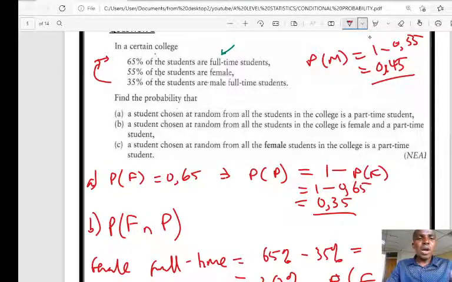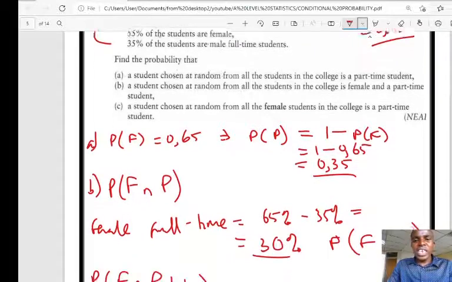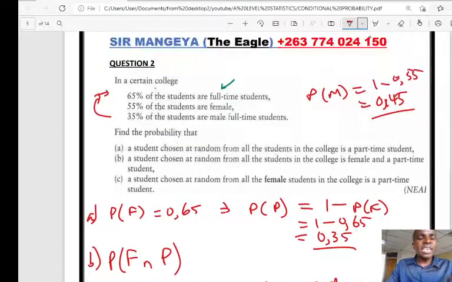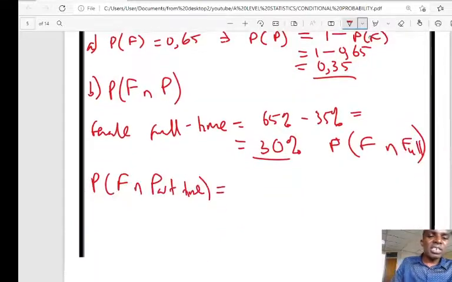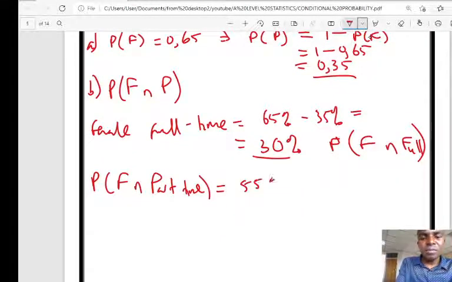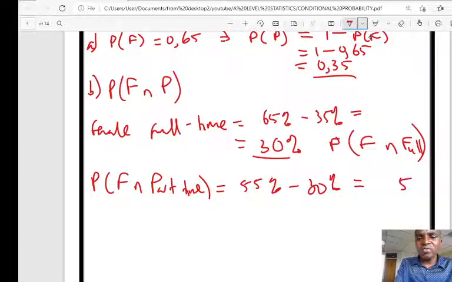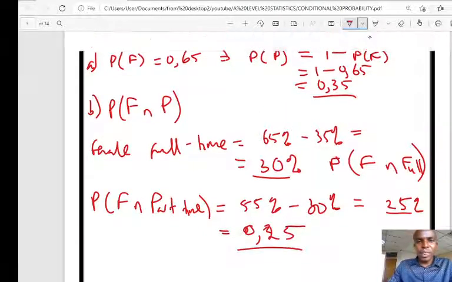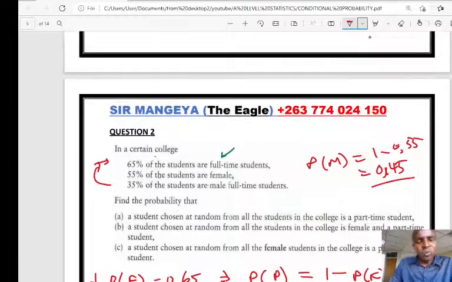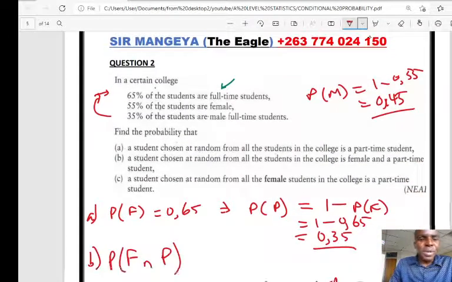So female full-time, they are 30%. What about female part-time? It's 55% minus 30%, which is 55 minus 30. You can simplify here, it's 25%, which means the probability will be 0.25. Then done. You can also use sets to solve these things, but let me finish up using this method. Then next part C.